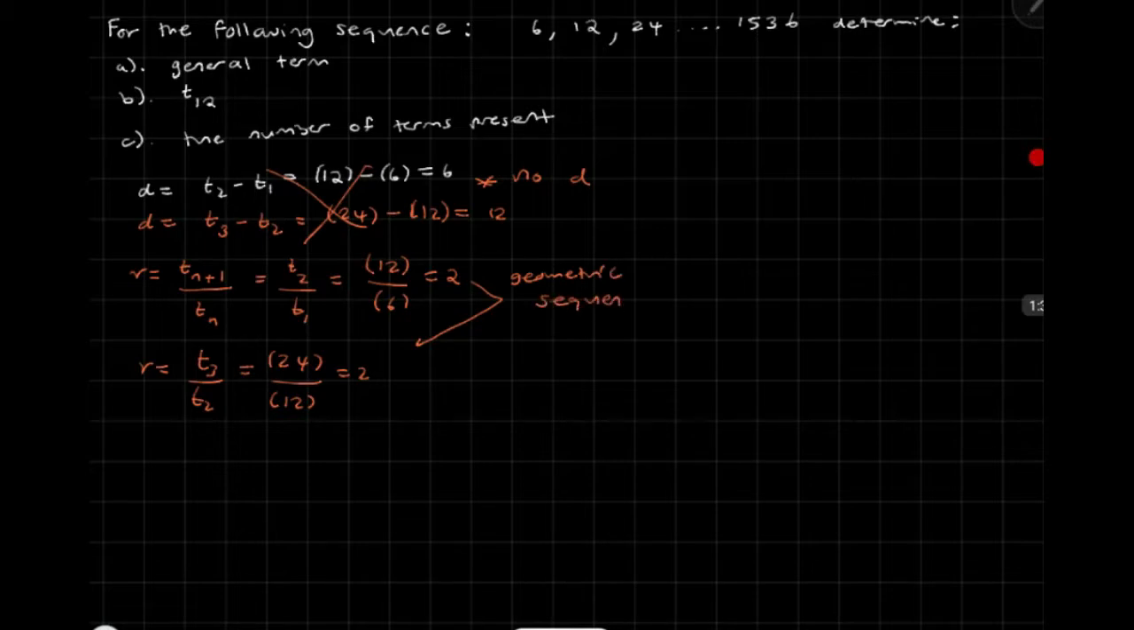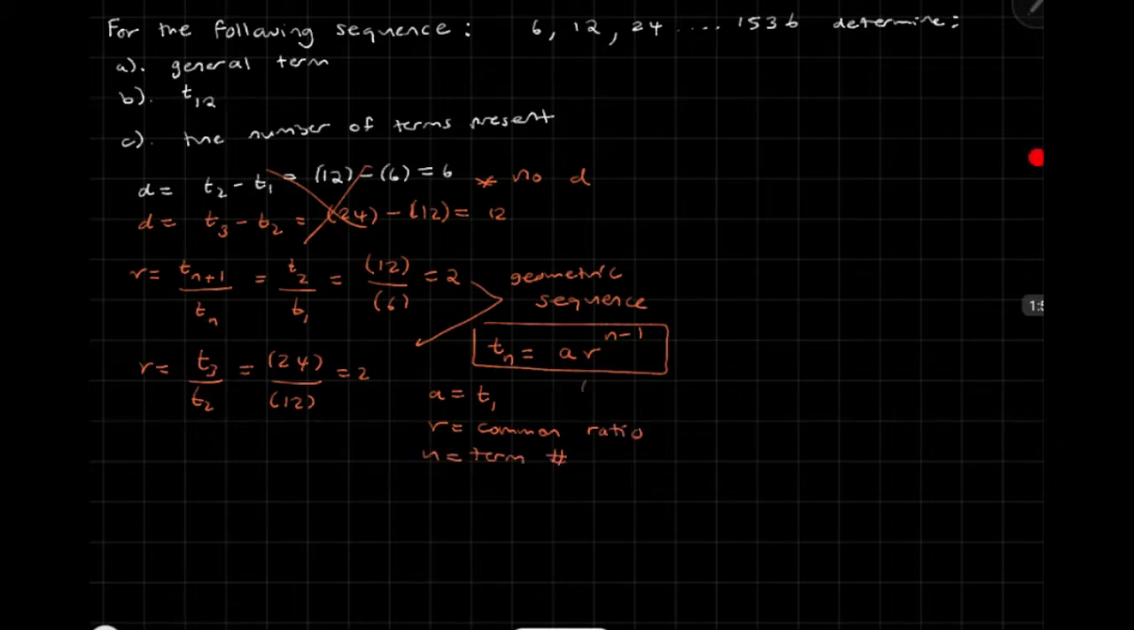And we can model geometric sequences using a general term Tn is equal to a times r to the power n minus 1. And in this case, a is the first term, r is the common ratio, and n here is the term number. And Tn is a particular term, so it's a general term.